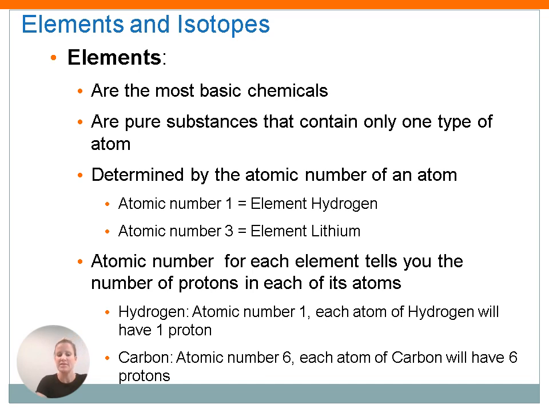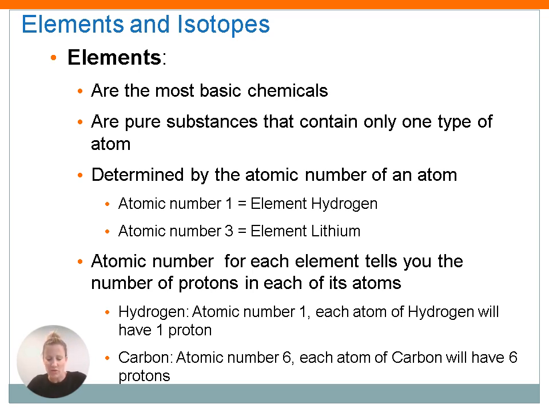3 is the atomic number for the element lithium. The atomic number of 3 literally defines lithium. It doesn't go with any other element, just lithium. Now, this atomic number gives us very important information about that element, or all atoms of the element. The atomic number tells you the number of protons in each atom of that element.